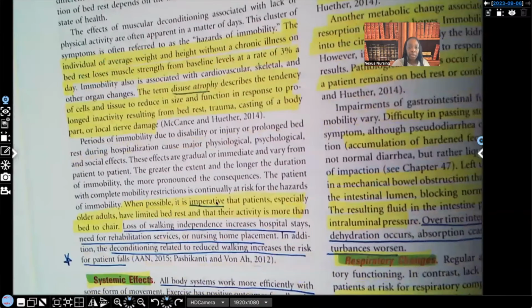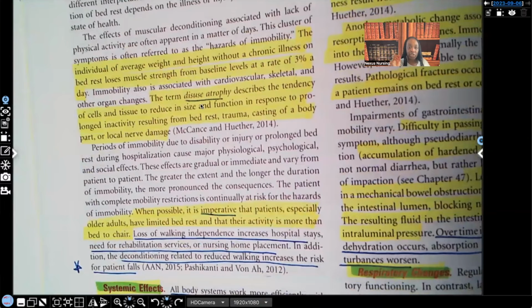The term disuse atrophy, I have it underlined. You need to know that term. The term disuse atrophy describes the tendency of cells and tissue to reduce in size and function in response to prolonged inactivity, resulting from bed rest, trauma, casting of a body part, or local nerve damage. What does that mean? That means you don't use it, you lose it.